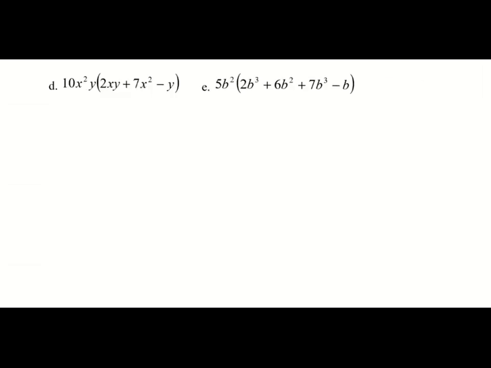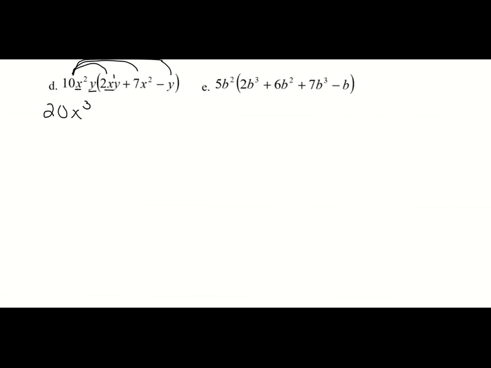All right, and here again, we are going to practice that distributive property in multiplying. So now we're going to multiply 10x squared y times 2xy times 7x squared and times a negative y. So 10 times 2 is going to give us 20. And then we have x squared and x. So those are like bases. Remember, there's a 1 on that x. So that's going to give me x to the third power when I add my exponents.